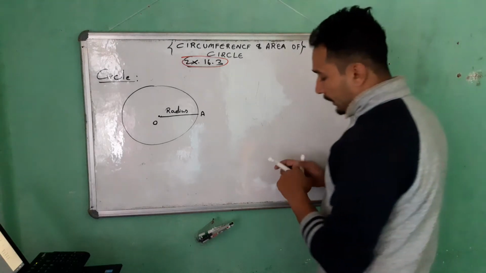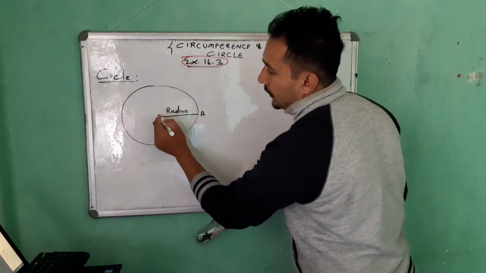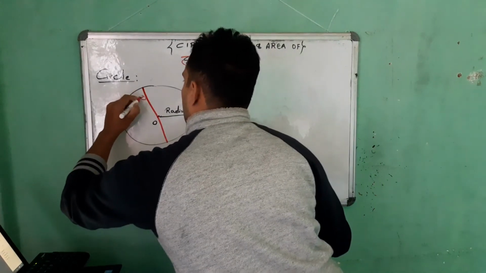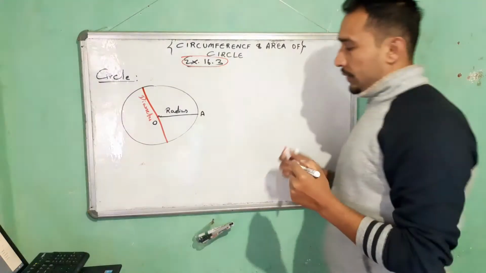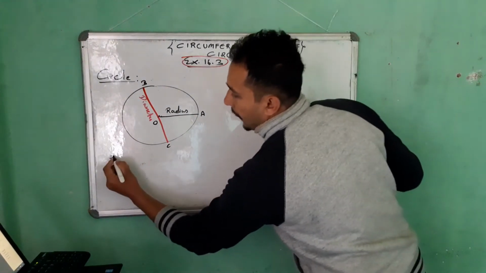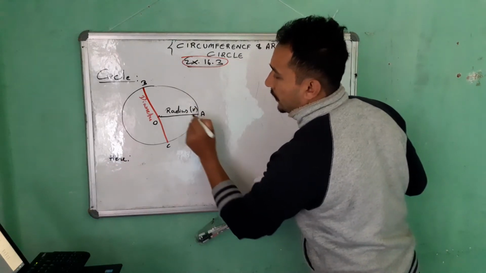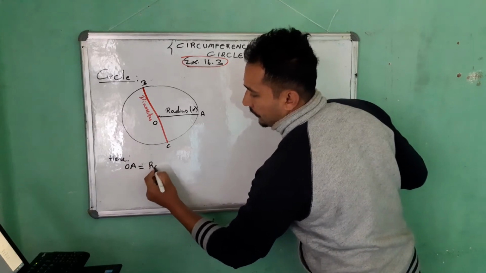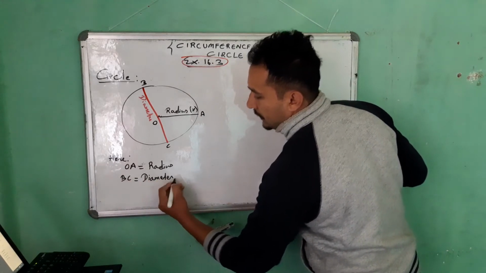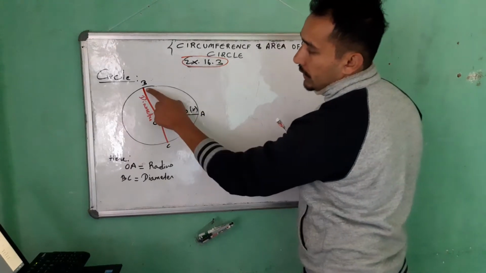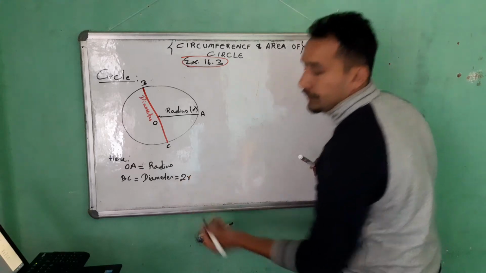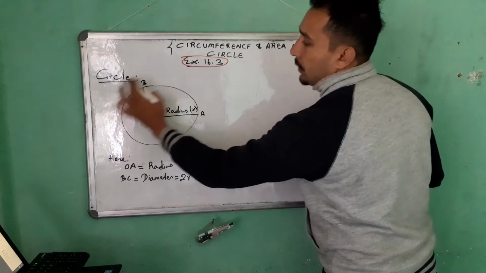And diameter means the line joining the center and the circumference. This one is the diameter. D-I-A-M-E-T-E-R, diameter. Let it be A, B, and C. Radius is denoted by R. So here OA is equal to radius and BC is equal to diameter. Here to here is radius and here to here is radius, so diameter is always double of radius, 2 into R. So this is circle, the outer boundary is called circumference.